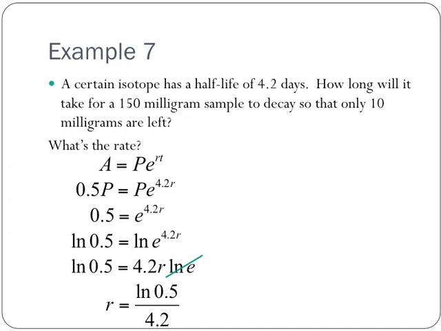So now we've solved for the rate. Now it's asking us how long will it take for a 150 milligram sample to decay so that only 10 milligrams are left. So let's plug in what we do know. We start with 150, and we're left with 10. The rate we just found, and now we know we have to solve for t.